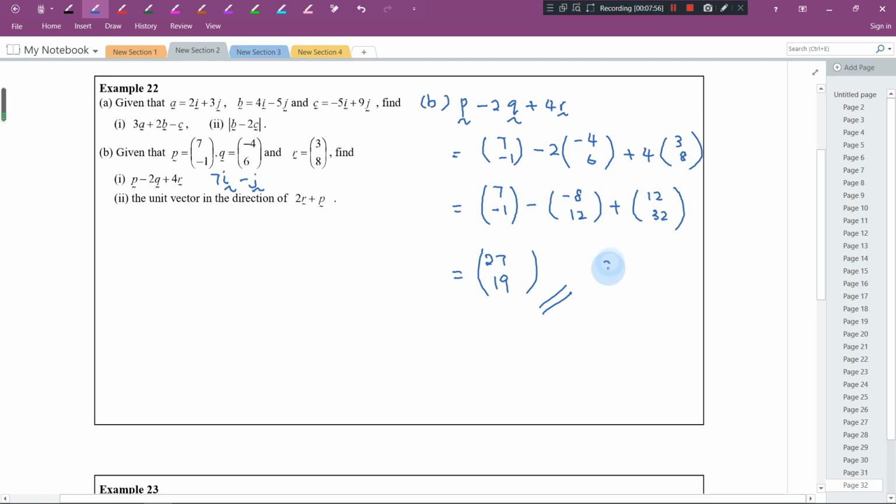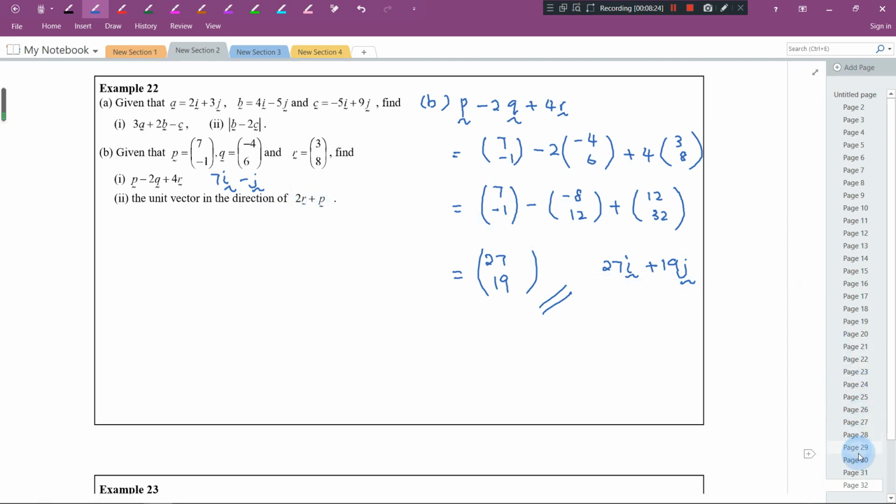So this is actually 27i plus 19j. Okay, now let's try the last part, B2. The unit vector in the direction of 2R plus P. A unit vector is a vector with a magnitude of 1 unit. So we need to take this vector divided by the magnitude.